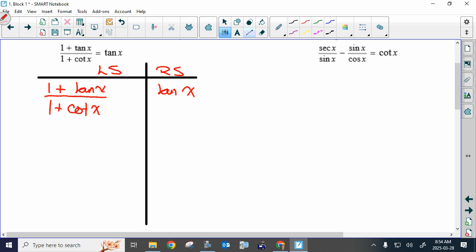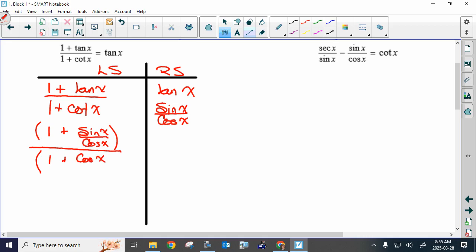Because I don't see the squares with the ones, I might work on the right side as sine x over cos x. And then on this side, you need to put brackets around your numerator and brackets around your denominator, because we can't multiply by the reciprocal until we have a single fraction on the top and a single fraction on the bottom. So guys, find a common denominator.